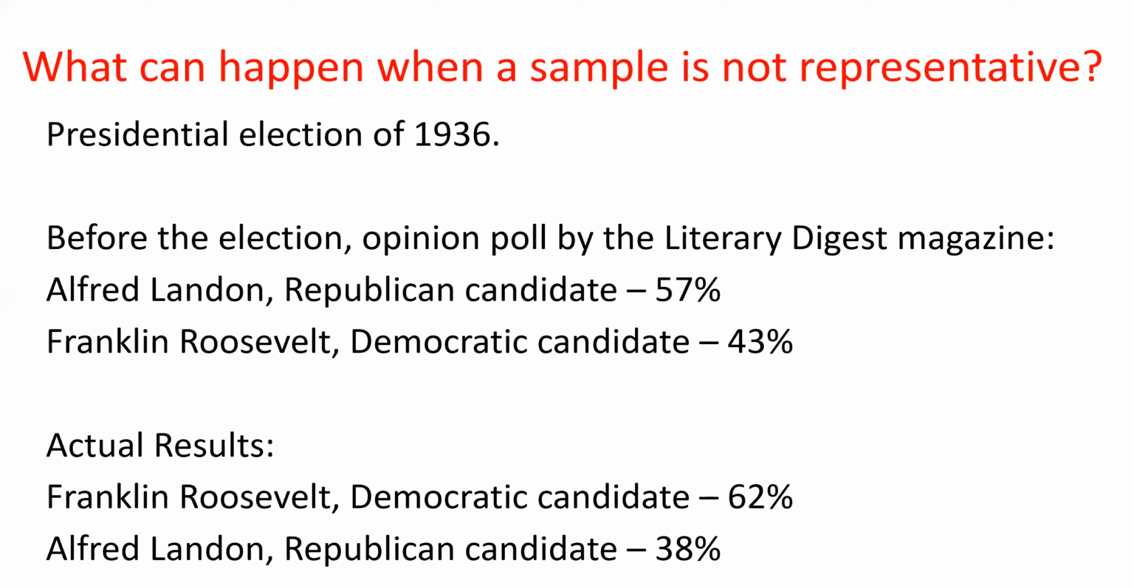And we all know what happened. In the actual results, Roosevelt got 62%, and Landon got 38%. And that's actually a very big difference. As you can see, the Literary Digest magazine totally got it wrong. Why did they get it wrong? Here's the thing. They were asking people who owned a car or a telephone. And they were a richer part of the population who tended to be Republicans.